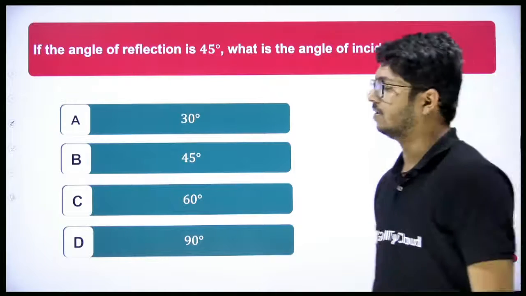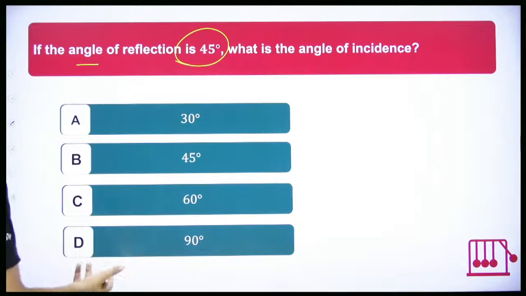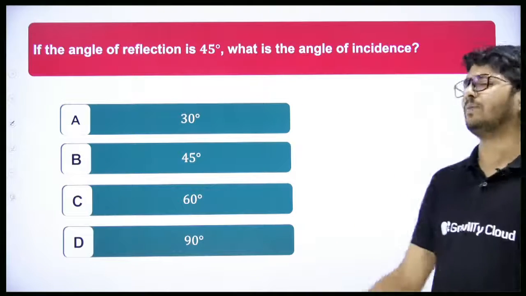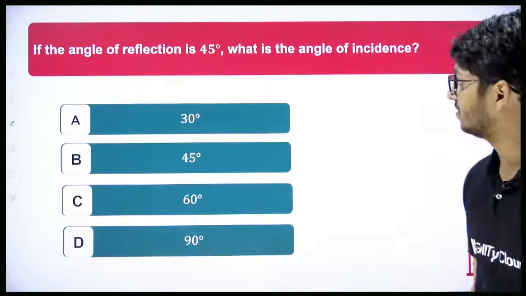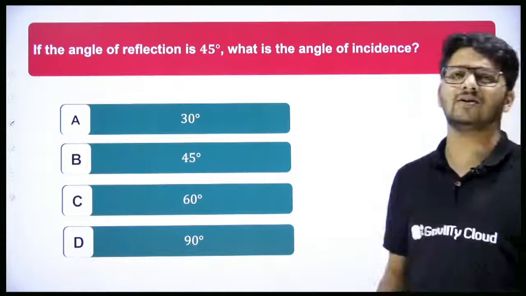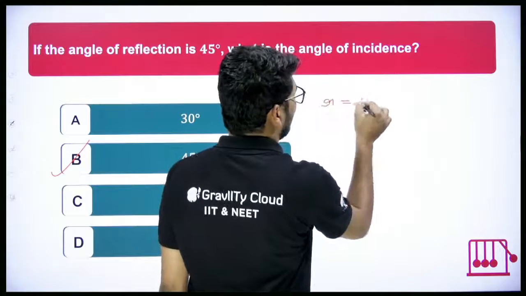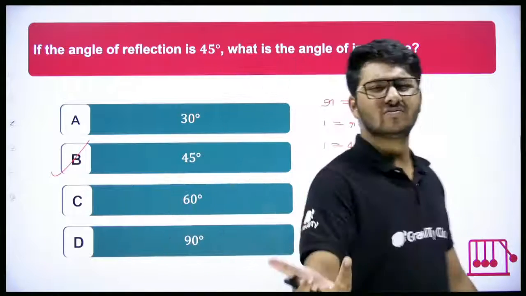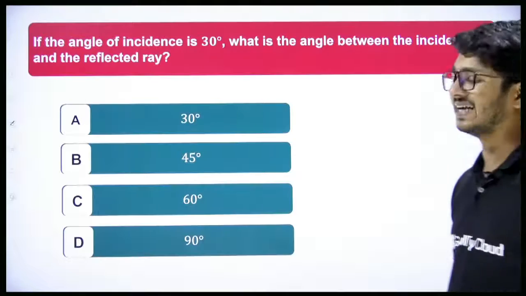Okay? Good. Next. If the angle of reflection is 45 degrees, what is the angle of incidence? Again, a pretty simple, straightforward question. Quick. 15 seconds should be more than enough. Angle of reflection is given. What is the angle of incidence? It will be the same. It will also be 45 degrees, because the angle of reflection is 45 degrees and I is equal to R. So I is equal to 45 degrees. That's it. Both of them are equal. B. Good? Okay.